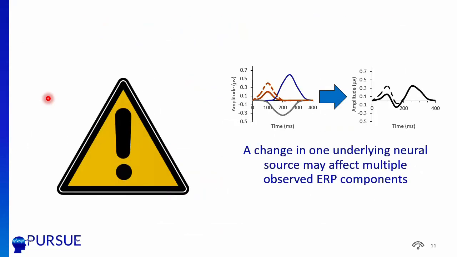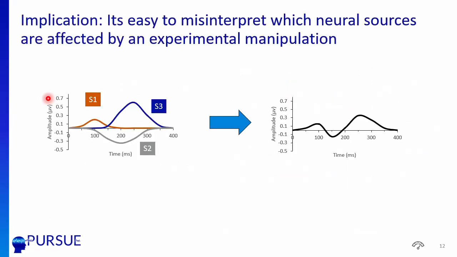Now, the other issue here is that a change in one underlying neural source may affect multiple ERP components. This is what we call component overlap. The implication is that this can lead to interpretation problems. Let's consider this case where you have three neural sources like we've been talking about, and we get our resulting ERP, and we just change the output of one of the neural sources. Notice that not only does the first component change, but also the second component changes as well, just from a change in one neural source.